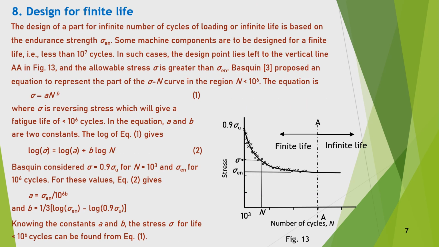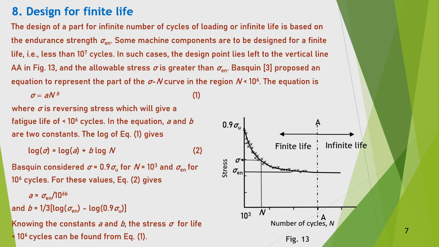In the previous sections, we considered the design for 10^7 or greater number of cycles. In the case of ductile metals, a design for greater than 10^7 cycles gives an infinite life. Such design for infinite number of cycles of loading or infinite life is based on the endurance strength sigma en.